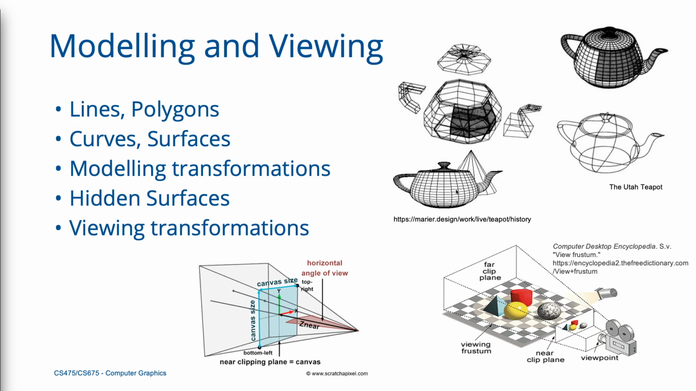For this, we have to remove the surfaces of the cone that are hidden by the teapot. So this is known as hidden surface elimination, and is an integral part of rendering.